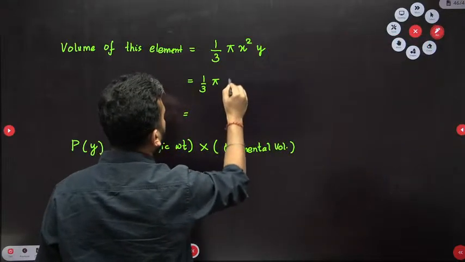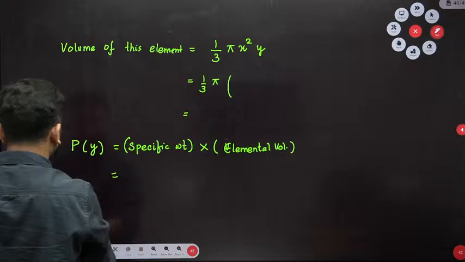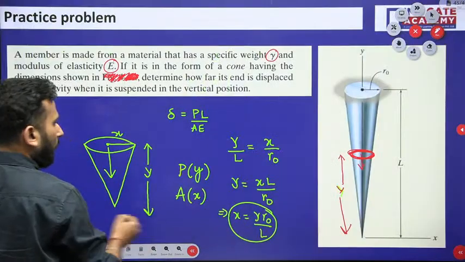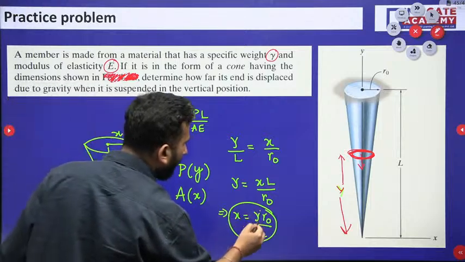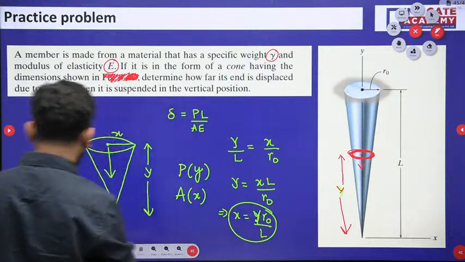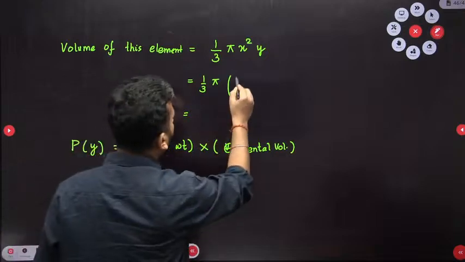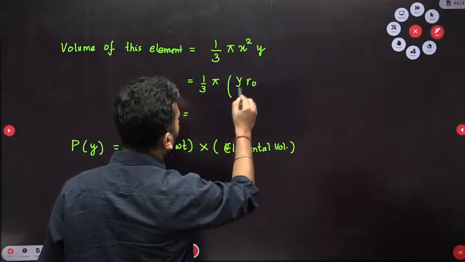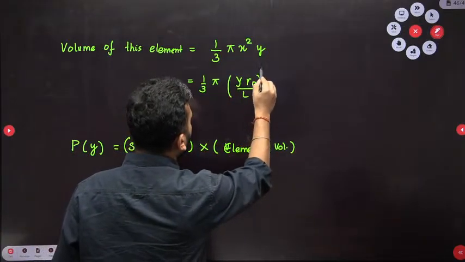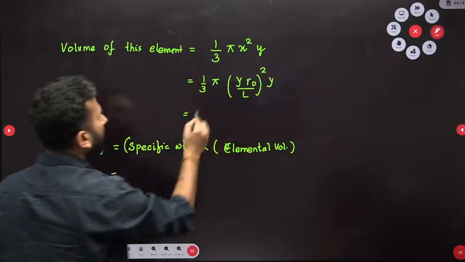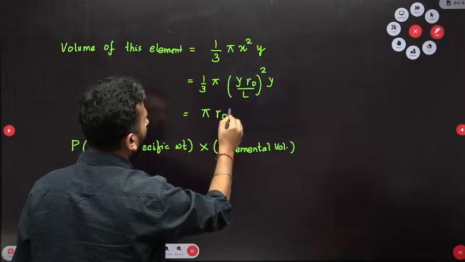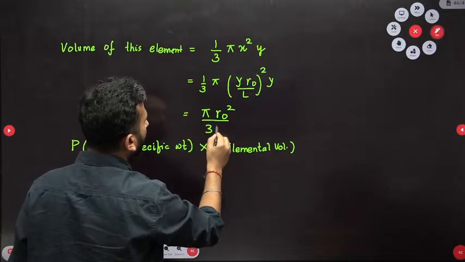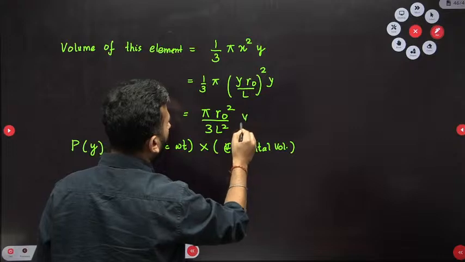So pi x is what? x will be gamma, y r naught by L. So y r naught by L square into y. This would be easier, yes. So pi r naught square by 3 L square y cube.